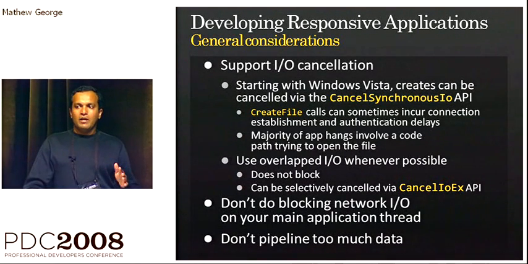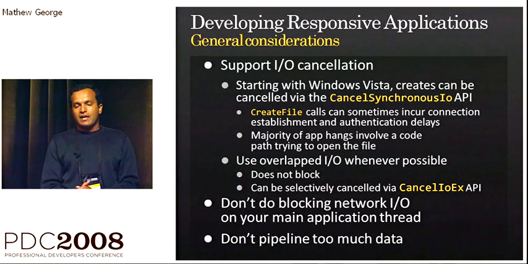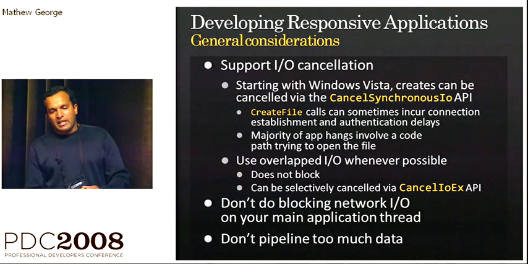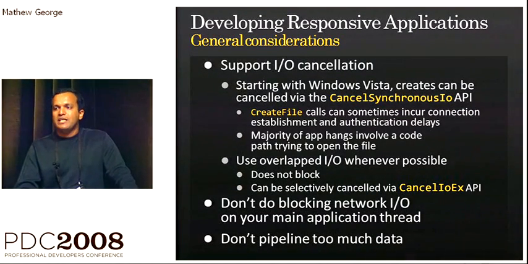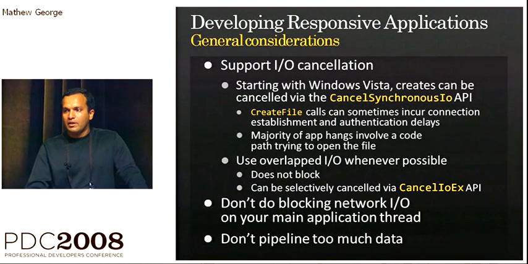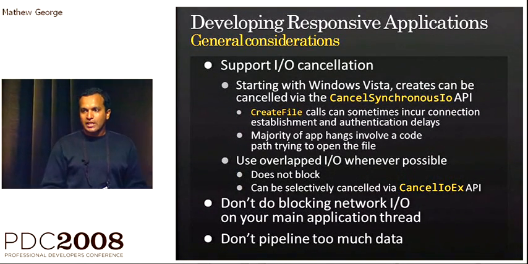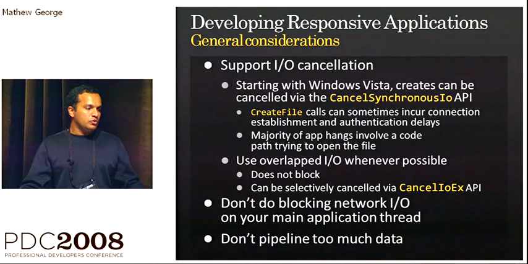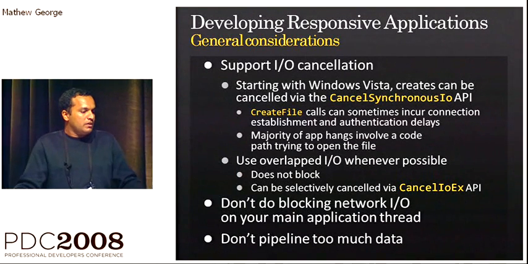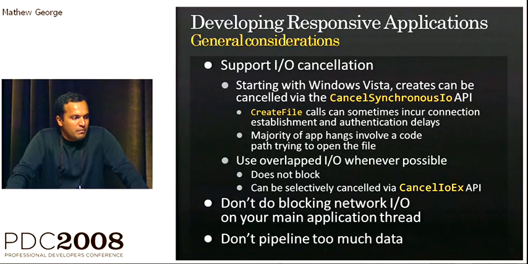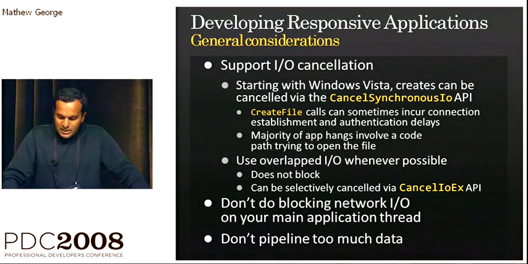So you want to pipeline the right amount of data. Typically how we do this in the platform is we measure the response time of a request complete, and we try to keep it within a certain bound. If responses start taking longer and longer, you throttle down your application so that you reduce the pipeline depth. So it's important to remember not to pipeline too much data.